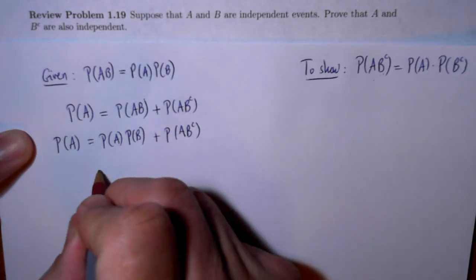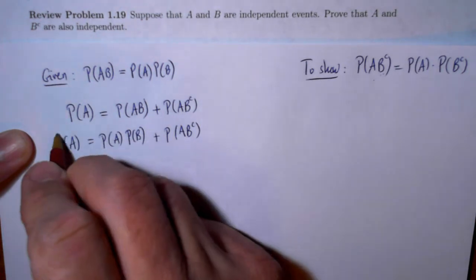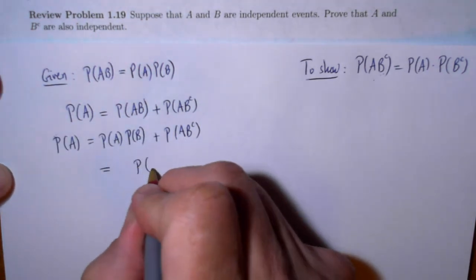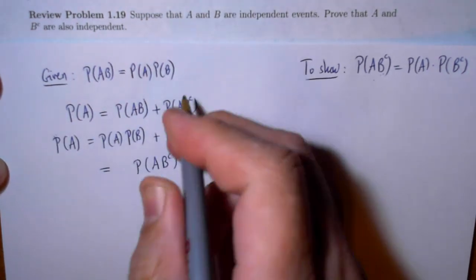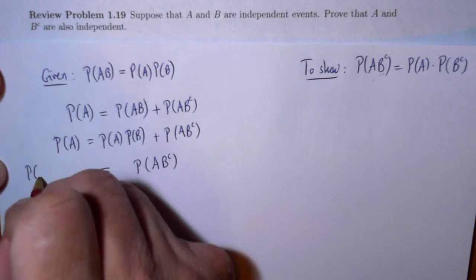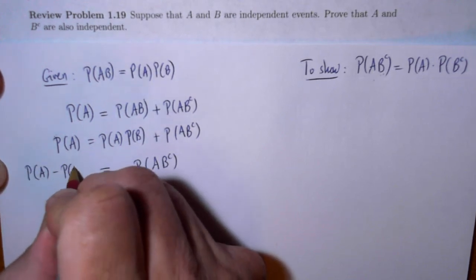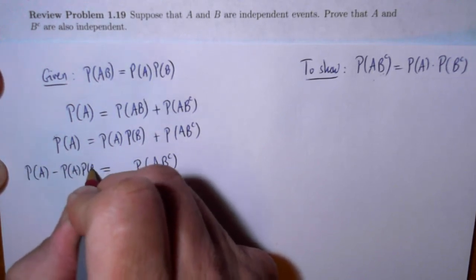So to make that happen, let's move this term over to the left-hand side. So the probability of A intersect B complement is equal to the probability of A minus the probability of A times the probability of B.